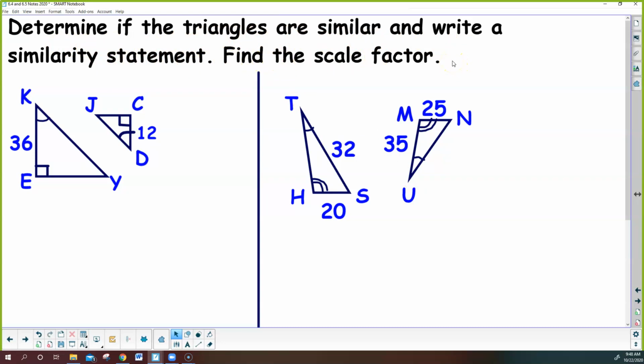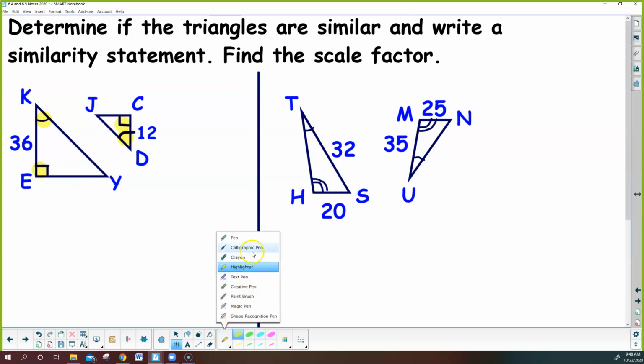So we are going to still work on that scale factor. But in the first problem, I hope you're looking at this as, well, determine they're similar. What do we know? I have one pair of corresponding congruent angles, and then I have another pair. So right away, you know that these triangles have to be similar by angle, angle.